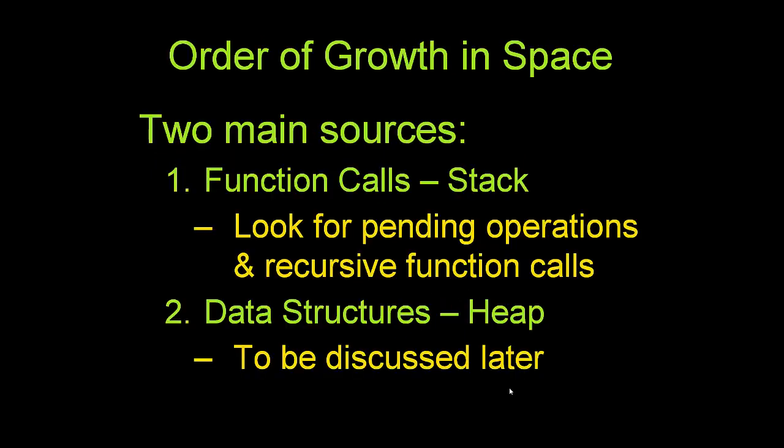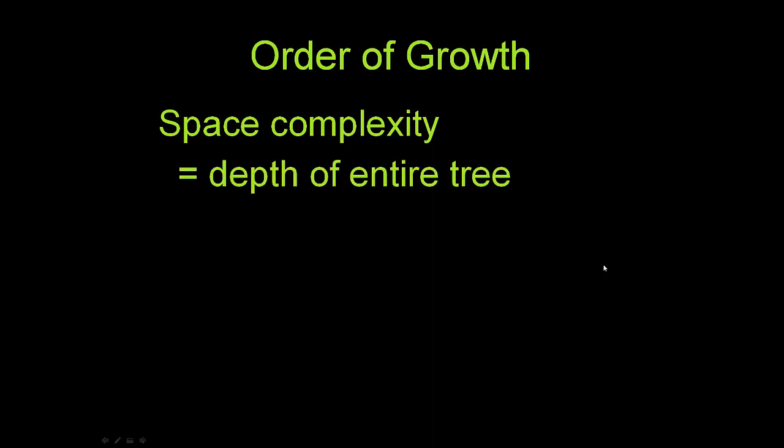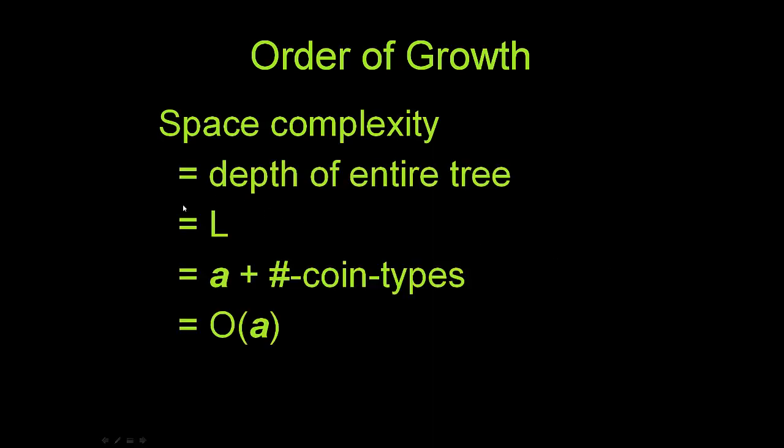The key thing to realize is that in terms of space, there are 2 key sources of space. First is function calls. When you make a function call, you have pending operations, and these operations are kept in the stack. Every time you have a pending operation, you take up 1 space in principle. So if it's a problem of size n, and you have n or n minus 1 pending operations, then it's order n space. Later on, you have data structures, and these are kept in the heap. We'll discuss this later. For this part of the class, just count the pending operations, and that will give you the amount of space you need. Space complexity is equal to the depth of the entire tree, which is L, which is A plus the number of coins. So the space is order A.